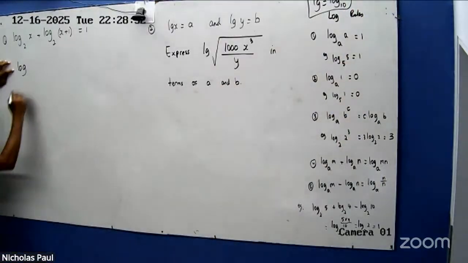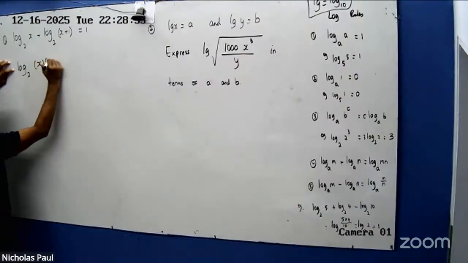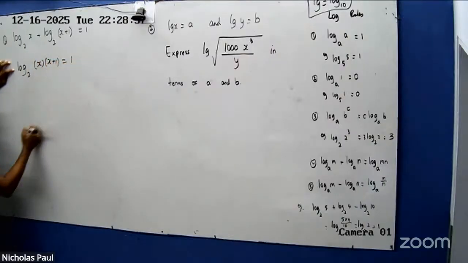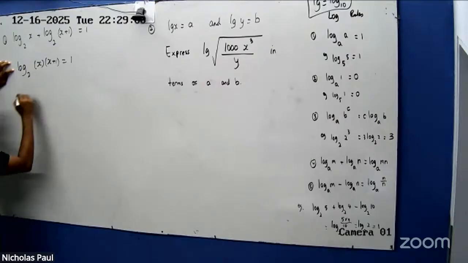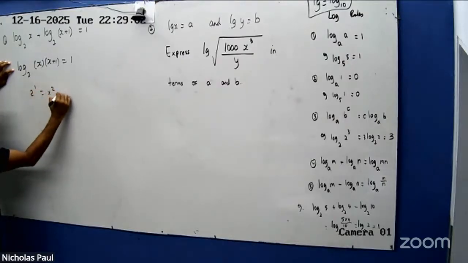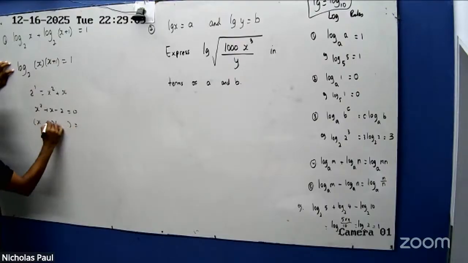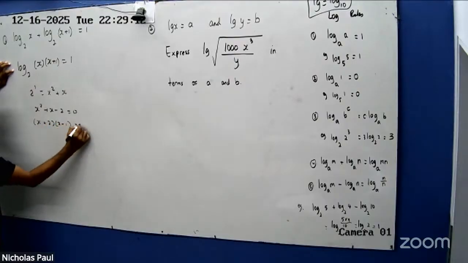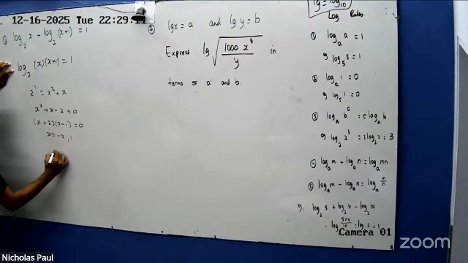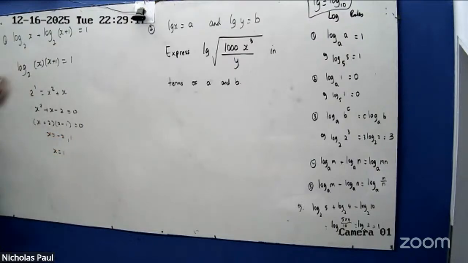I just corrected this one in the meantime. Log to the base 2 of that, and then we convert: 2 to the 1 is x squared plus x. X squared plus x minus 2 is 0. For number 1, I got minus 2 or 1. So the only answer that works is 1, right? Go ahead, try number 2.